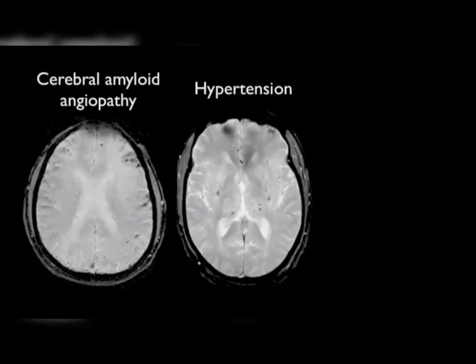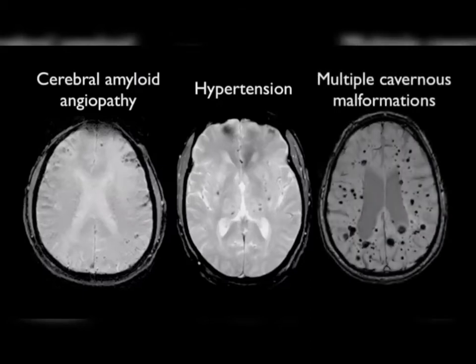A differential on the MRI appearance is that of multiple cavernous malformations, seen either as an autosomal dominant inherited condition or as a result of prior cranial irradiation.